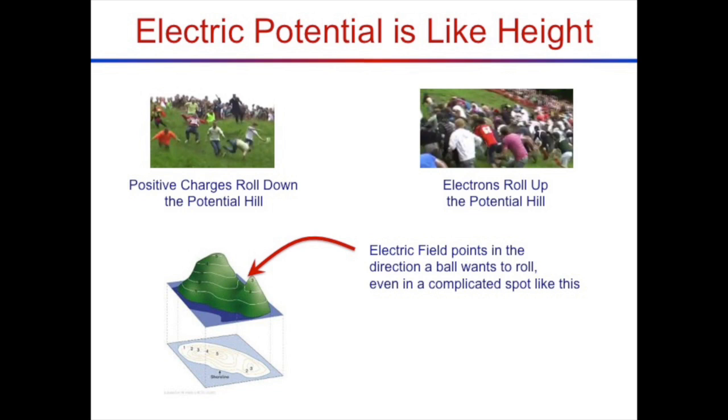And of course, the electric field, like we said, points in the direction that the ball would want to roll, even in a complicated geometry. Sometimes you get a complicated geometry like that. Just think of putting a ball in there. Which way does it want to roll? That's the direction that the electric field points at that point in space. Do you have any questions so far?